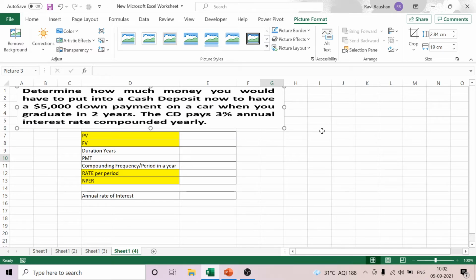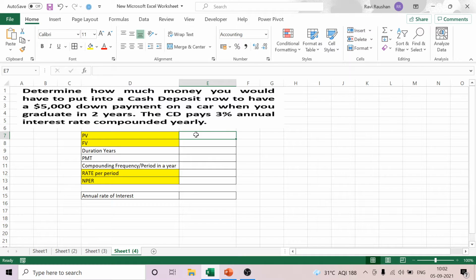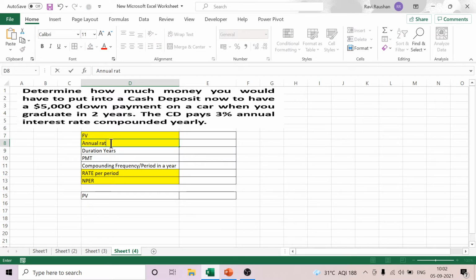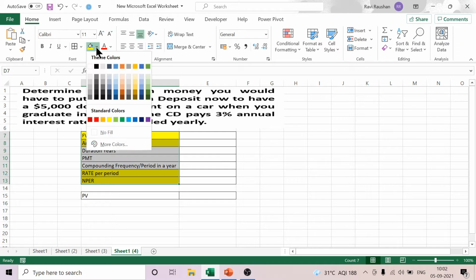Determine how much money would you have to put into a cash deposit now to have a 5,000 down payment. Now, if you read it carefully, you immediately understood they are asking for present value, because how much money right now you are to put. So you keep it here, present value, because that is the output that you want to calculate. Here you can type future value and here you can type annual rate of interest. All right. Ignore the colors right now because that has got no meaning.